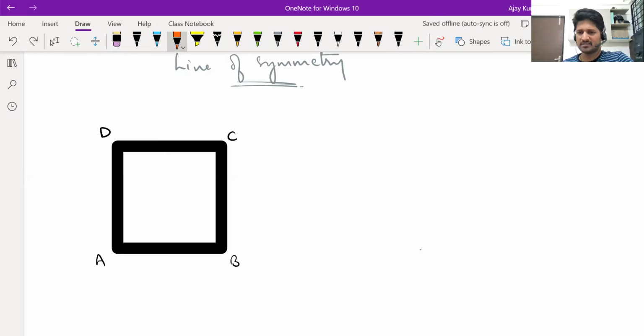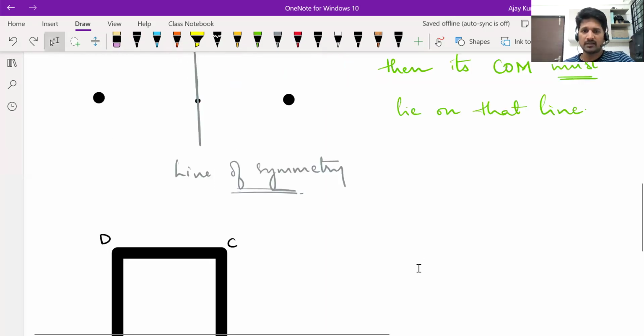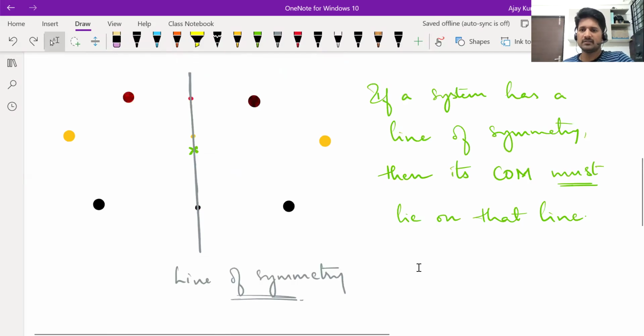See, it's a continuous mass distribution. There are an infinite number of particles in this. If you want to find out the position of its center of mass, you can do calculations and find out. But you can also make use of the idea that we just discussed. If a system has a line of symmetry, then its center of mass must lie on that line.